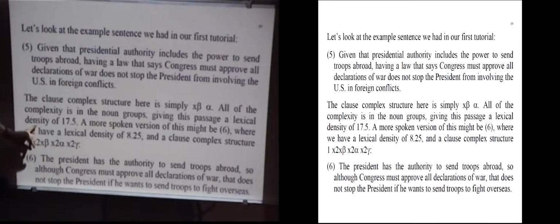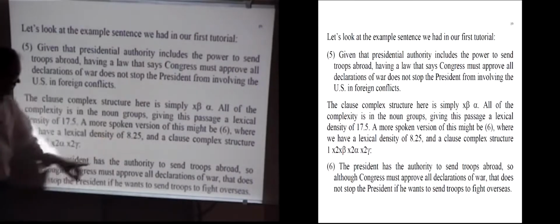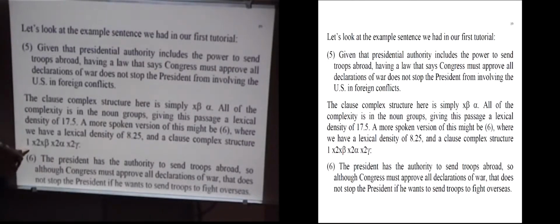Whereas if you took a spoken version of this, if you said the president has the authority to send troops abroad, so although Congress must approve all declarations of war, that does not stop the president if he wants to send troops to fight overseas. If we look at it this way, the congruent way, then the lexical density goes down to only 8.25, but the clause complex looks more like this: you've got one, two, three, four clauses. Four clauses, and then the relationships among them.